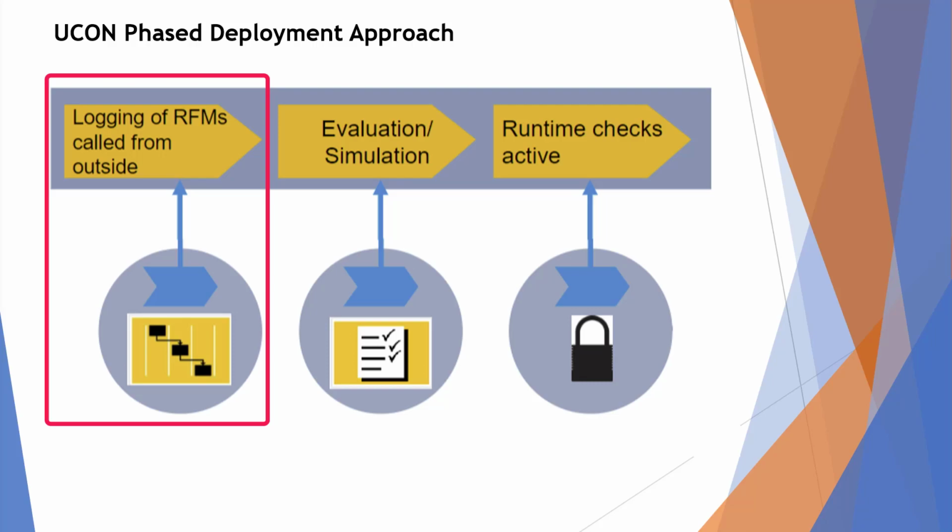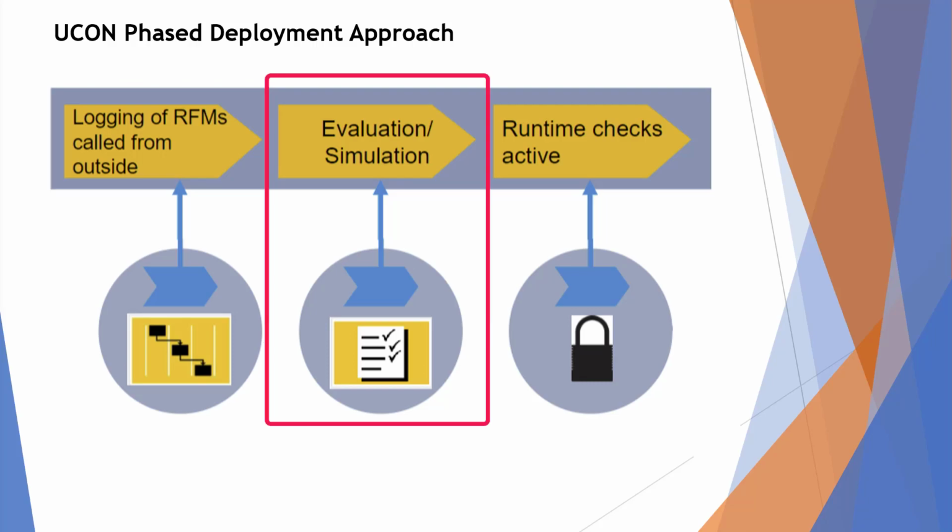Once you've logged the RFMs for the time required by your organization, you can move to the next phase, which is the evaluation phase. In the evaluation phase, there is a simulated runtime check for each RFC call that will determine if the RFM is on the CA. It will not block the call, but if the RFM is not on the CA, UCON will let you know, so you can decide if the RFM should be added to the CA or not.